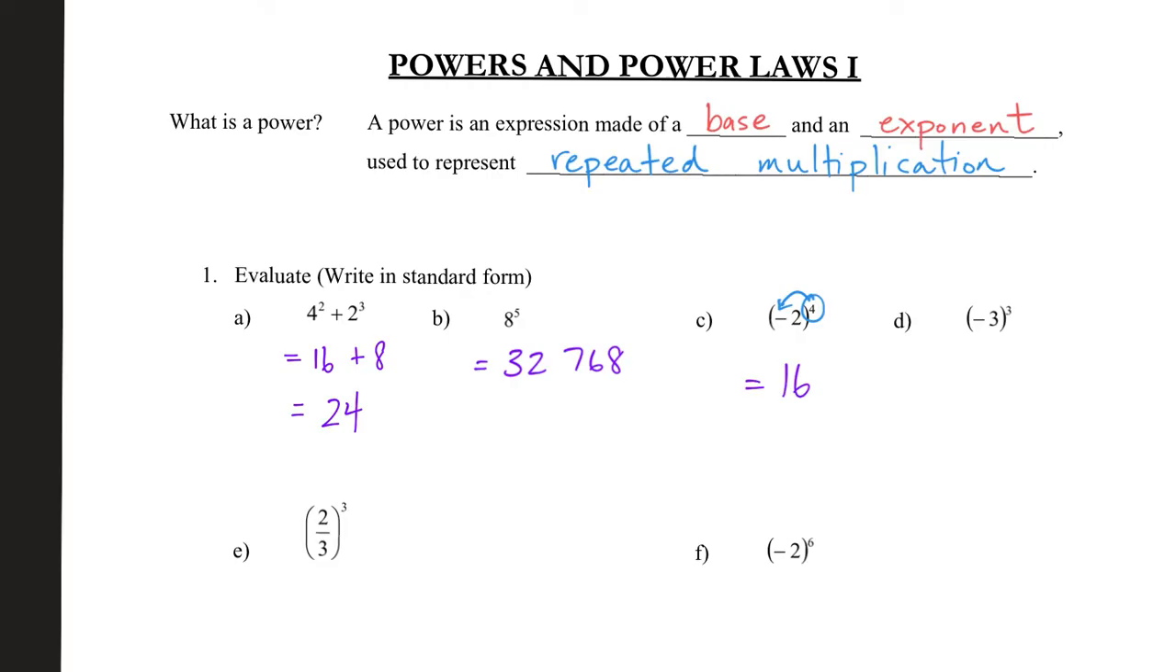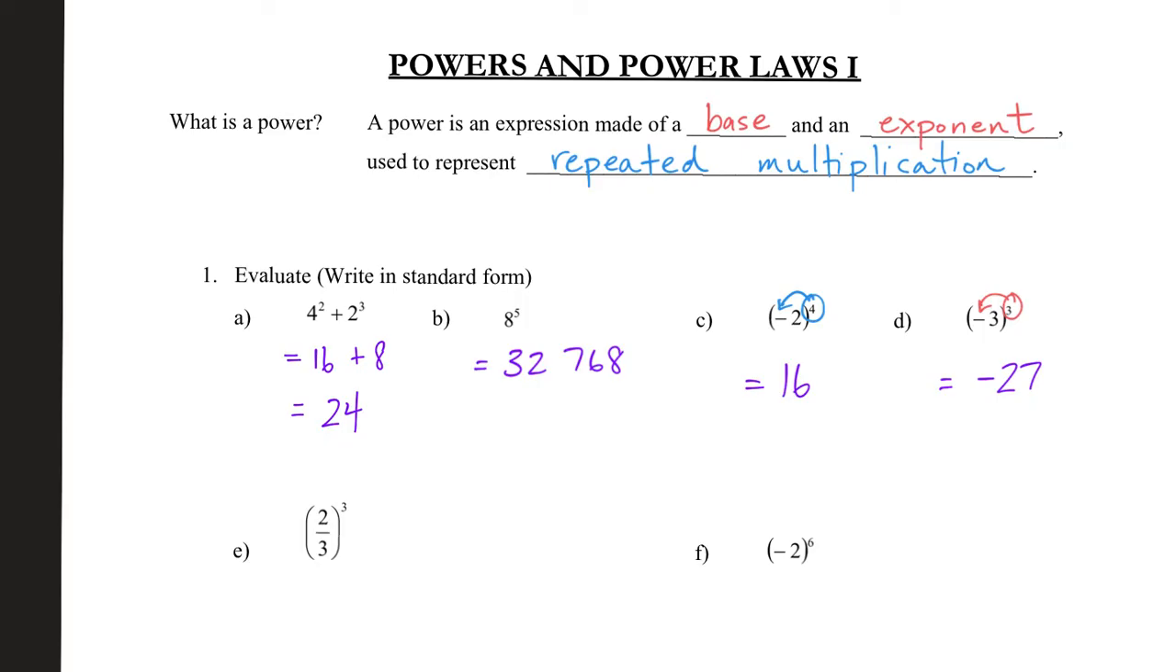We come in and we deal with D. You notice in question D, we have an odd exponent on a negative base. And that tells me then that my answer will be negative. So I calculate 3 cubed, and there's my 27. You have that memorized.